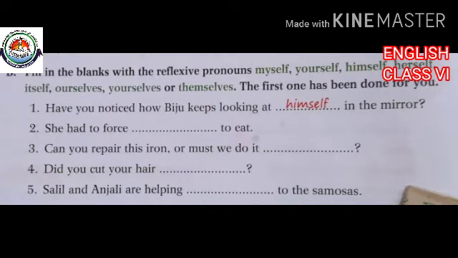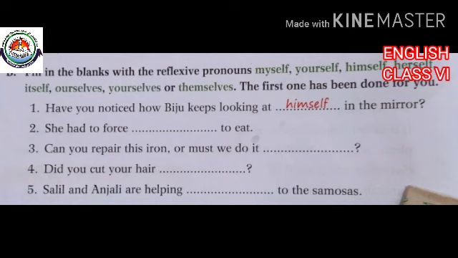Now let's have a look at the exercise part. On page number 44, exercise B is about the reflexive pronouns. Let's see, the first one is already done for you. The answer is himself, and that is given there. And the next 9 questions are there. All the 9 you have to do as homework and submit to me before 6 o'clock in the evening today itself.